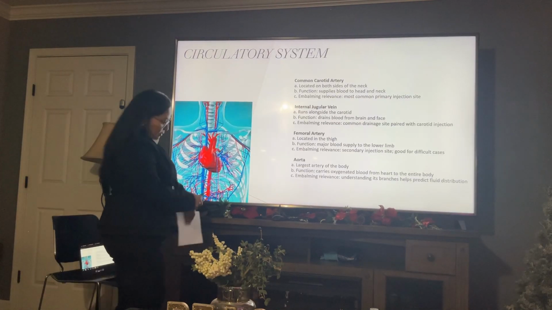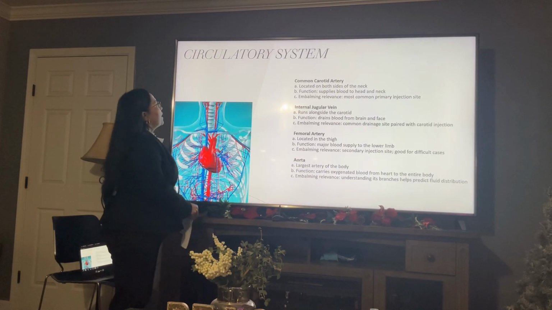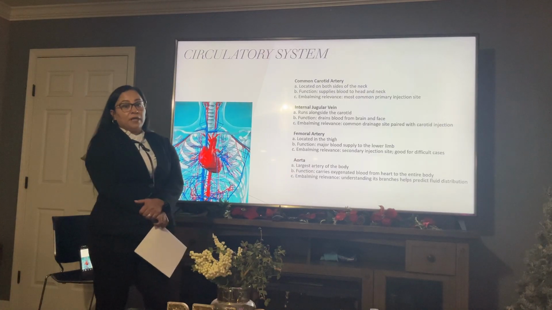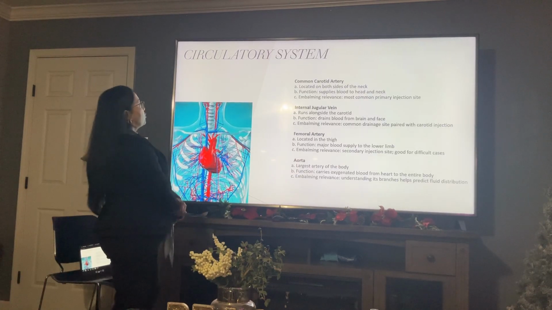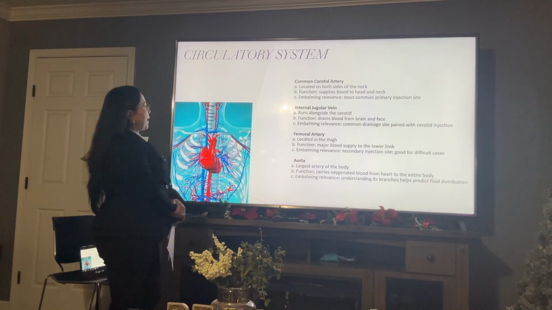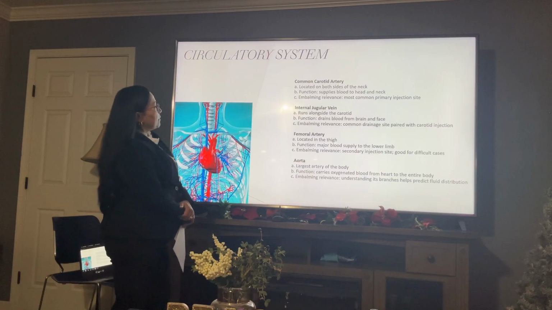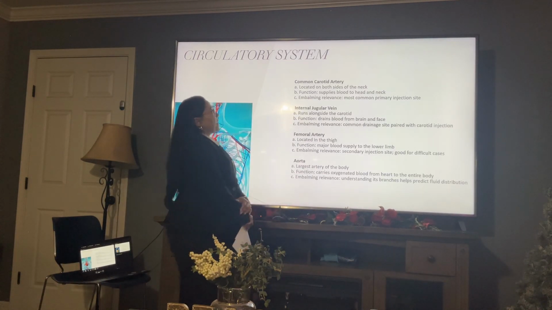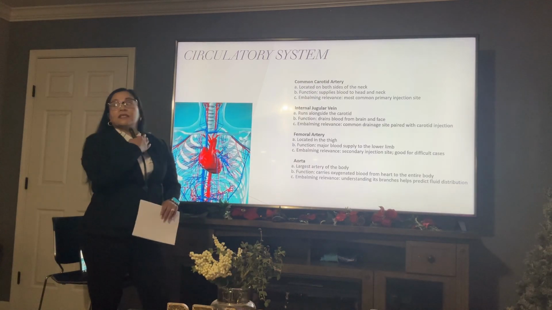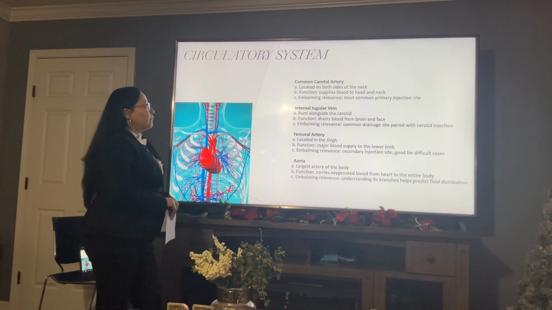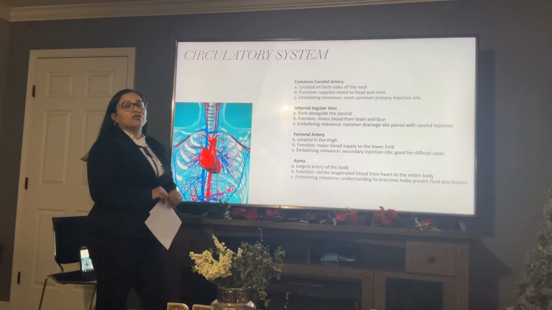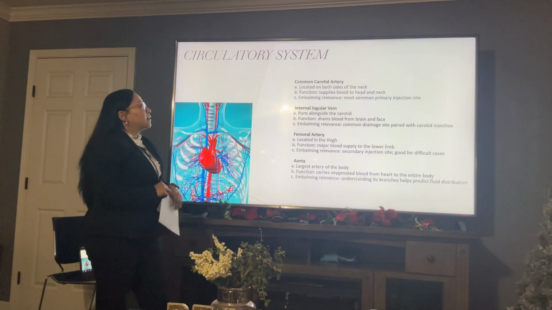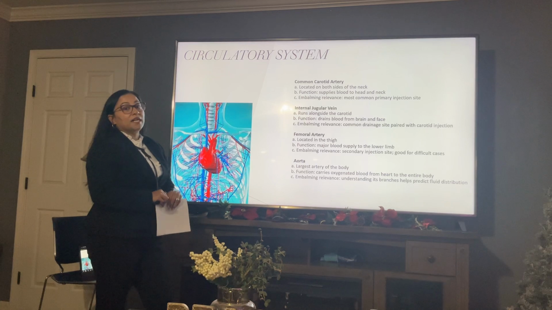The next structure I will be identifying is from the circulatory system, and the structure I chose is the common carotid artery, and it's located on both sides of the neck. Functions: it supplies blood to the head and the neck. Embalming relevance is the most common primary injection site.